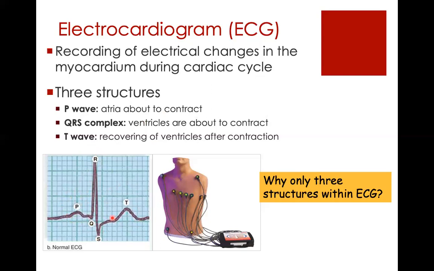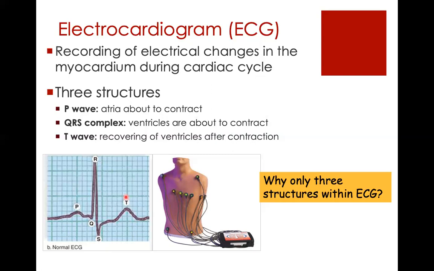So based on what you see on a typical ECG, the question arises, why only three structures within the ECG? What is missing from this picture? If you look at this, you have contraction of the atria, contraction of the ventricles, and relaxation of the ventricles. So what is missing from this picture is relaxation of your atria.